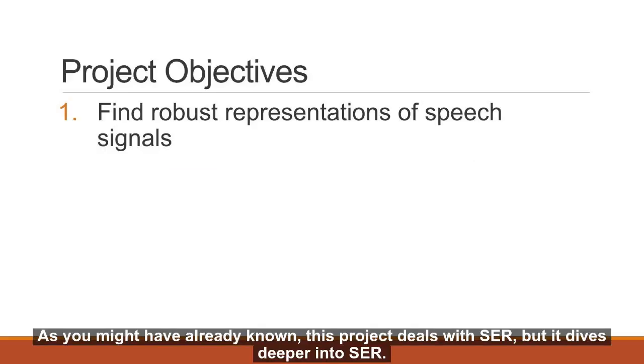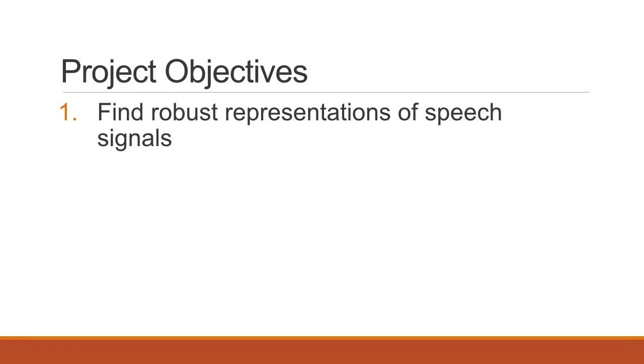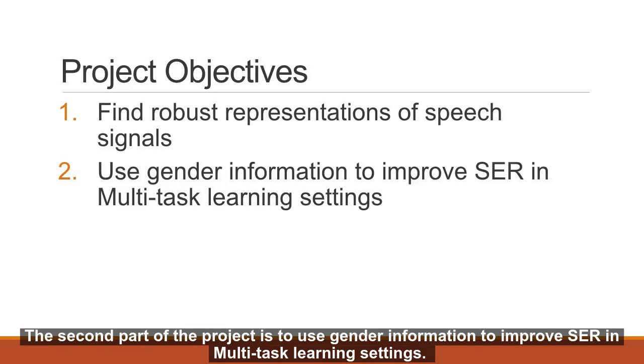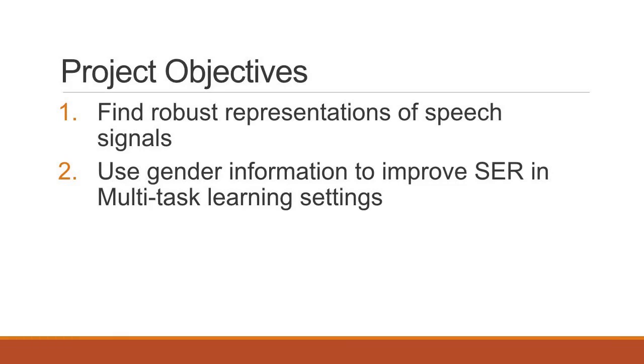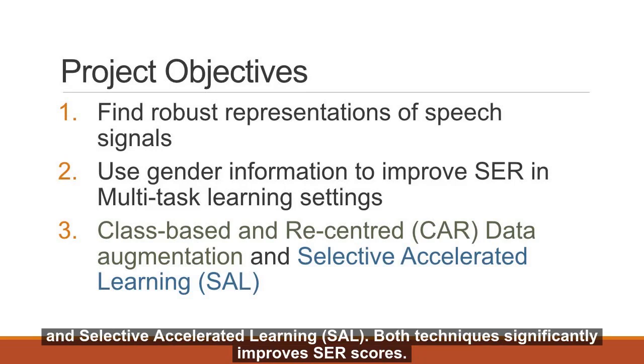As you might have already known, this project deals with SER, but it dives deeper into SER. The first part of this project is to find robust representations of the speech signals that are invariant to the gender of the speaker. The second part of this project is to use the gender information to improve SER in multitask learning settings. Lastly, the third part of this project introduces two novel techniques, class-based and recentered CAR data augmentation and selective accelerated learning, SAL. Both techniques significantly improve SER scores.